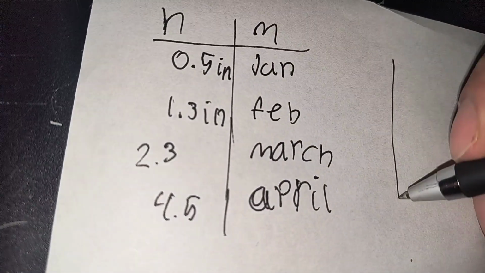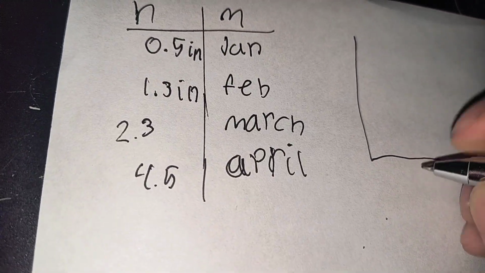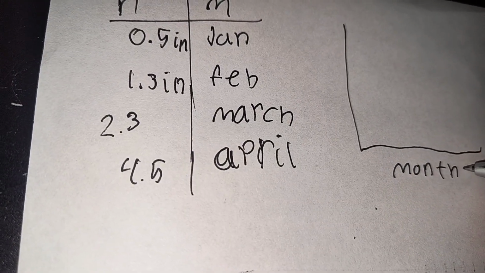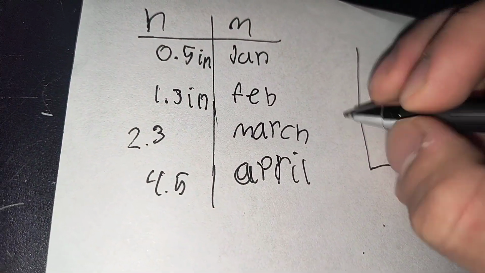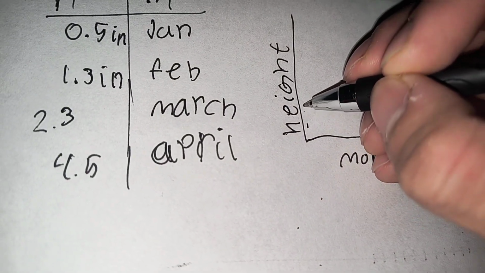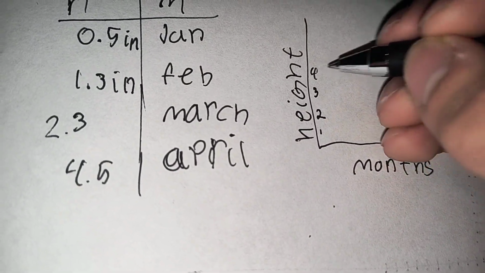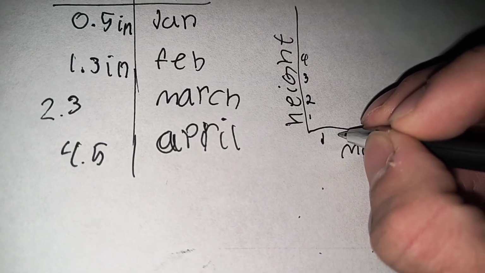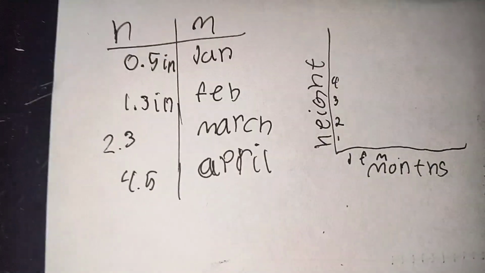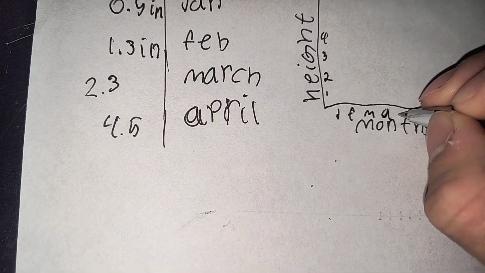We could also write this in terms of a graph. We could put the months right here, and we could put the height right here. And we could track the height. If it goes up, like this is 1, this is 2 inches, this is 3 inches, this is 4 inches, this is January, this is February, this is March, this is April. Oh my goodness, why is my hand shaking so much? This is April, this is May.